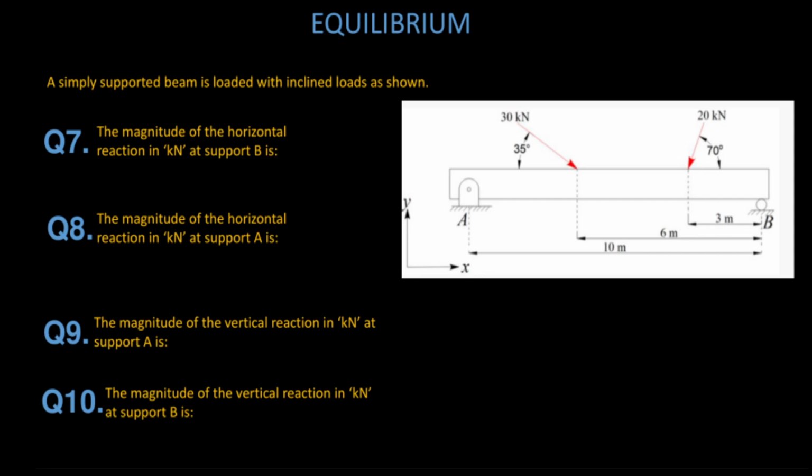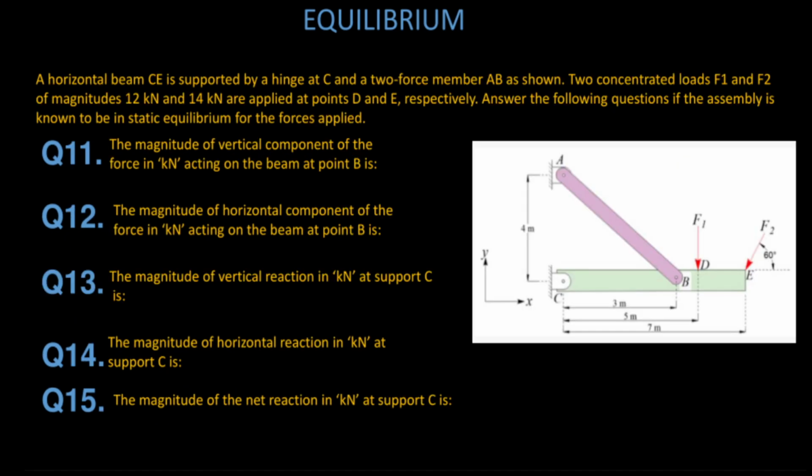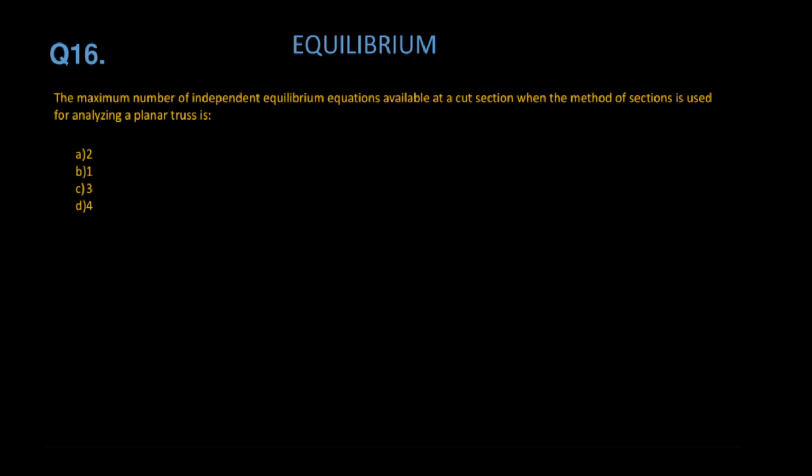So this is the question. Take a screenshot of this one and try. Okay, this question we have discussed. Again, this is a 2-mark question. If time permits, we will do this question, else we will proceed further. So see this question: the maximum number of independent equilibrium equations available at the chord section when the method of section is used for analyzing a planar truss.